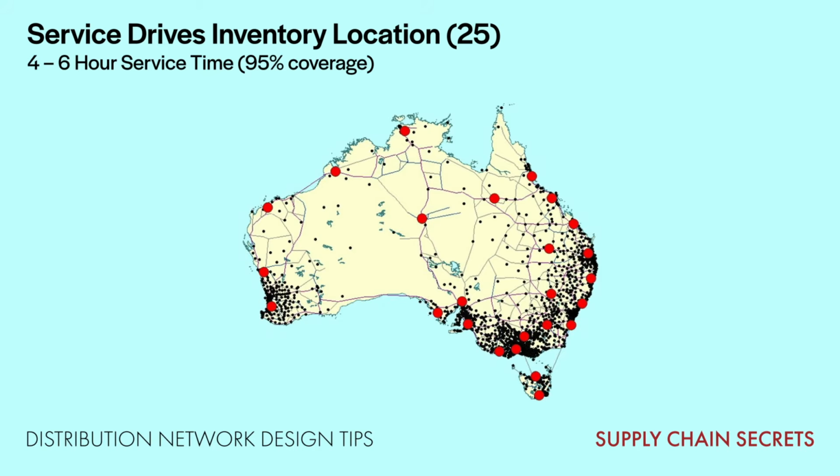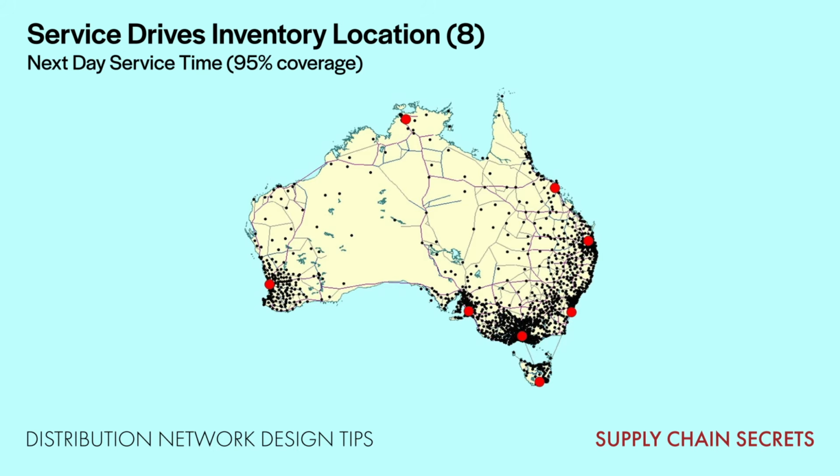Now, I've mentioned this before on the channel. What drives the shape of your distribution network? The customer service offer. We've been talking on those charts about the different cost impacts, but what drives how many warehouses you have in the network is pretty much determined by your customer service offer. A 4 to 6 hour service time basically means we've got to be holding inventory within 4 to 6 hours of all of our customers, in simple terms. We've got to allow a bit of time for order processing and so on, but think of it in those terms. So for a 4 to 6 hour service time, we need about 25 warehouses.